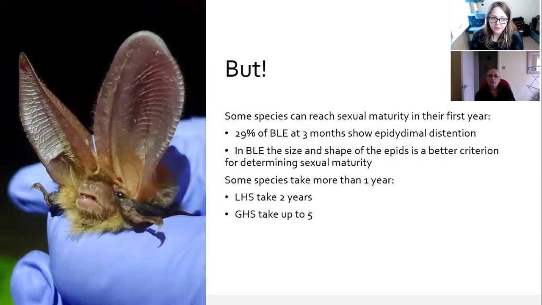So here you go. 29% of brown long ears at 3 months can show some kind of epididymal distension. So it's basically the size and shape of epids that is a better criterion for determining sexual maturity.